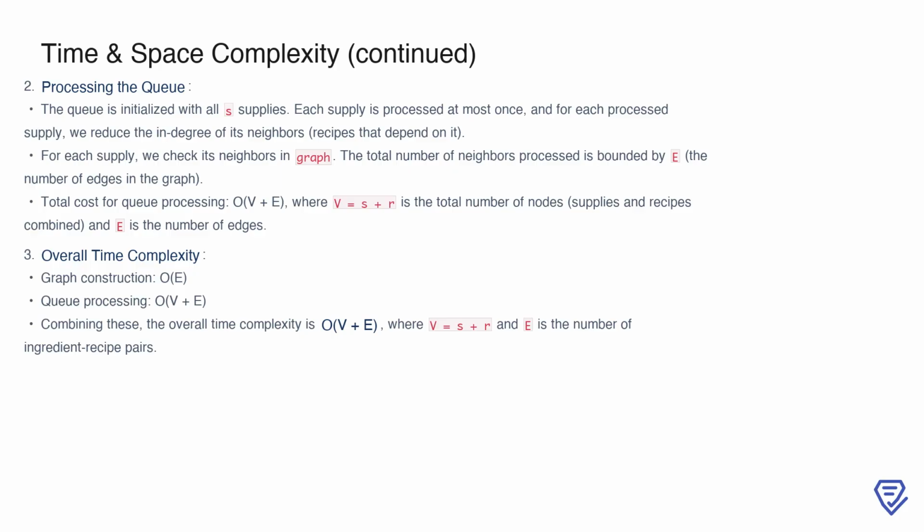This means the cost of processing the queue is proportional to O(V) plus E, where V represents the total number of nodes, which is the sum of supplies and recipes, or S plus R. Combining this with the graph construction step, the overall time complexity of the solution becomes O(V + E), as the two steps are additive in their computational cost.